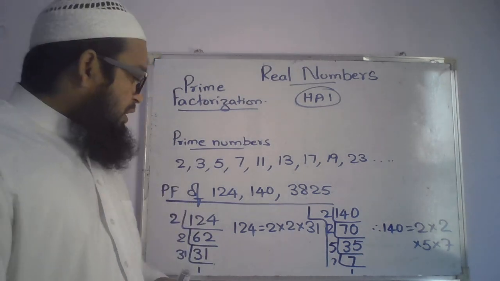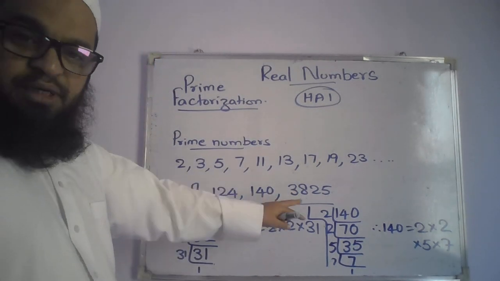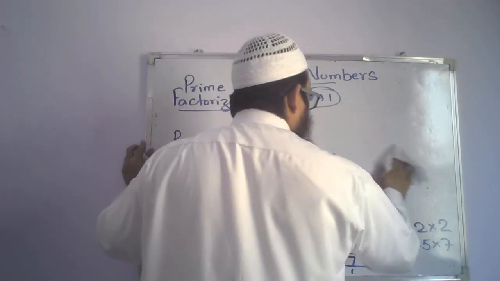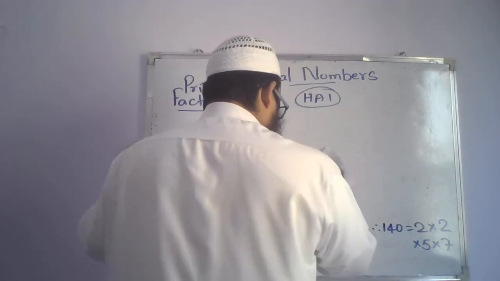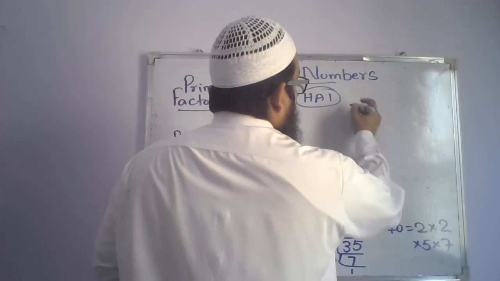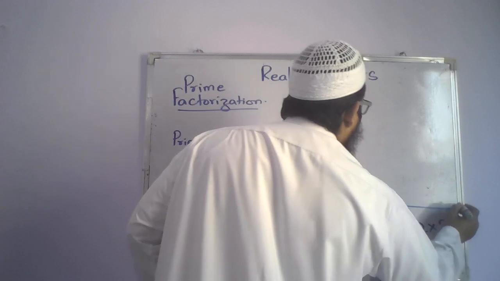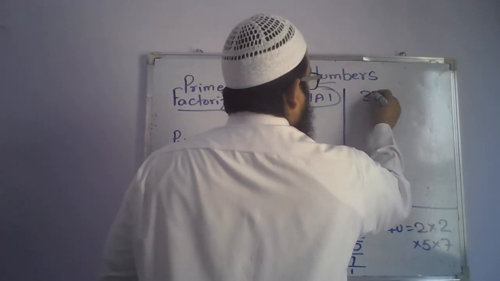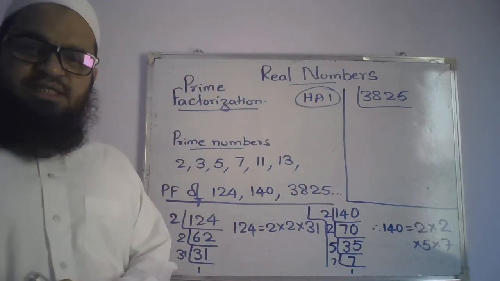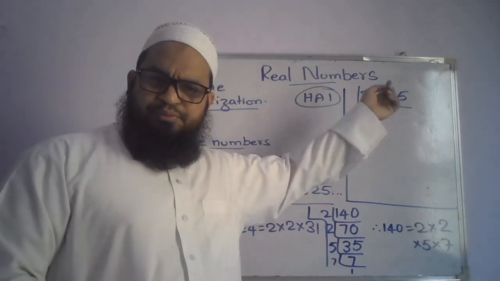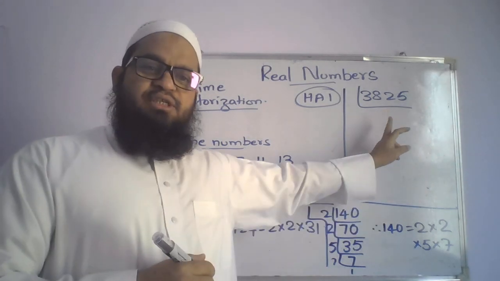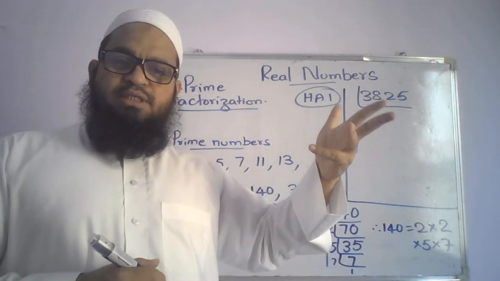और उसके बाद क्या होमवर्क बचा हुआ है भाई, 3825. 3825. So let us do it. So the third problem for today is 3825. अब सिंस इट 2 से डिवाइड होता नहीं, because it is not ending with 0 2 4 6 8.